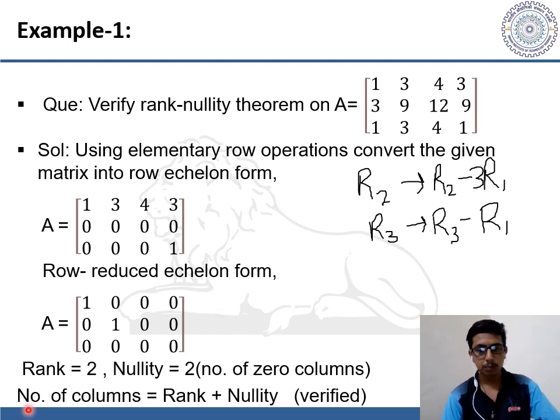Here we can simply verify that the number of columns is equal to rank plus nullity, as the total number of columns is 4, rank is 2 and nullity is 2. So 2 plus 2 we get 4. Hence the rank nullity theorem can be verified.